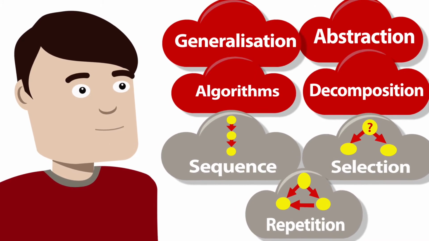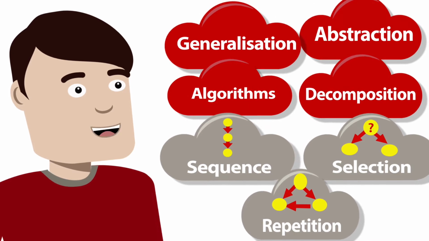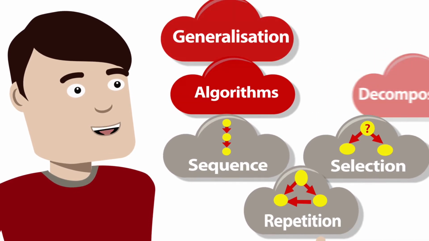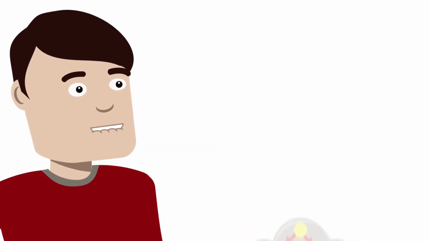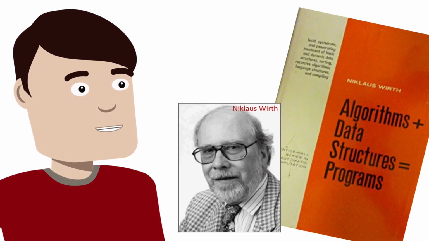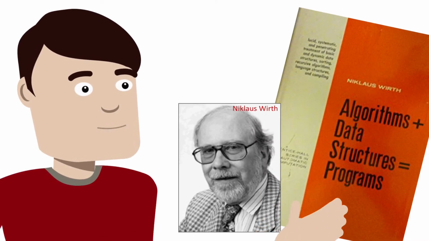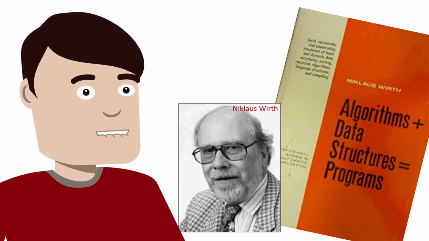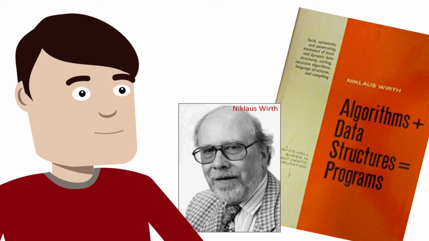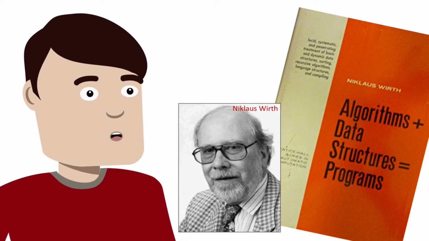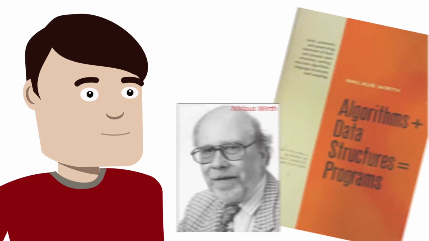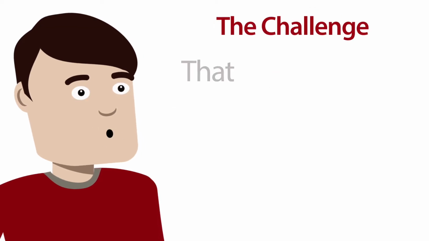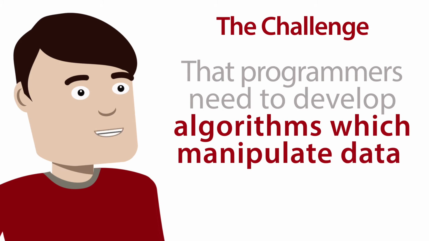and, while doing this, it introduces alongside them another central concept that goes hand in hand with algorithms, that of data structures. Algorithms plus data structures equals programs is an old but well-known book written by a computer scientist called Nicholas Wirth, who developed the programming language Pascal. He gave the book that title to sum up the challenge that faces programmers of all levels and all experience. The simple challenge that programmers need to develop algorithms which manipulate data.